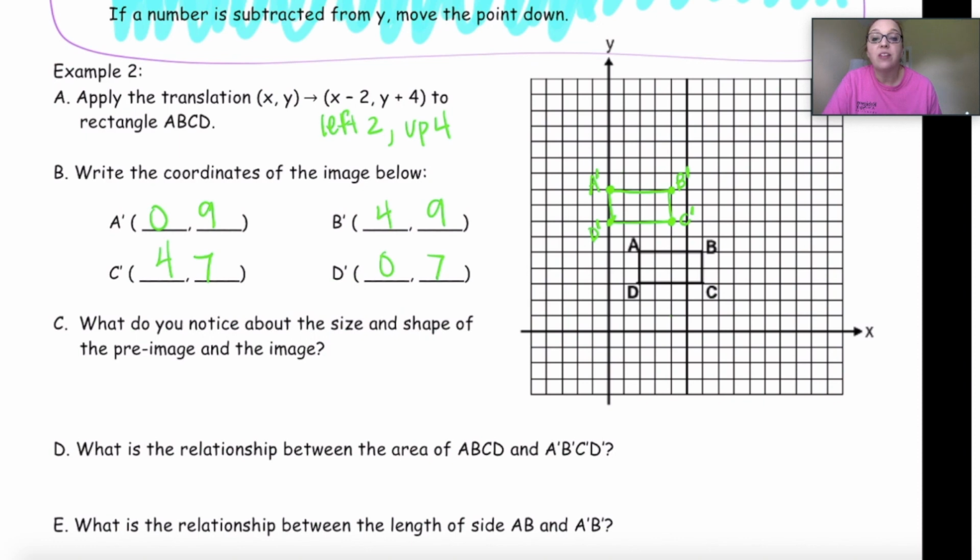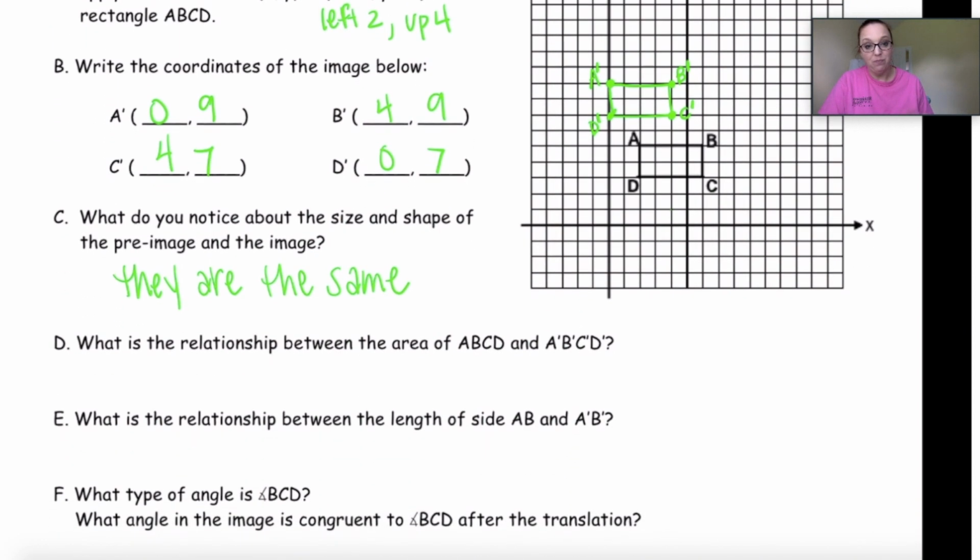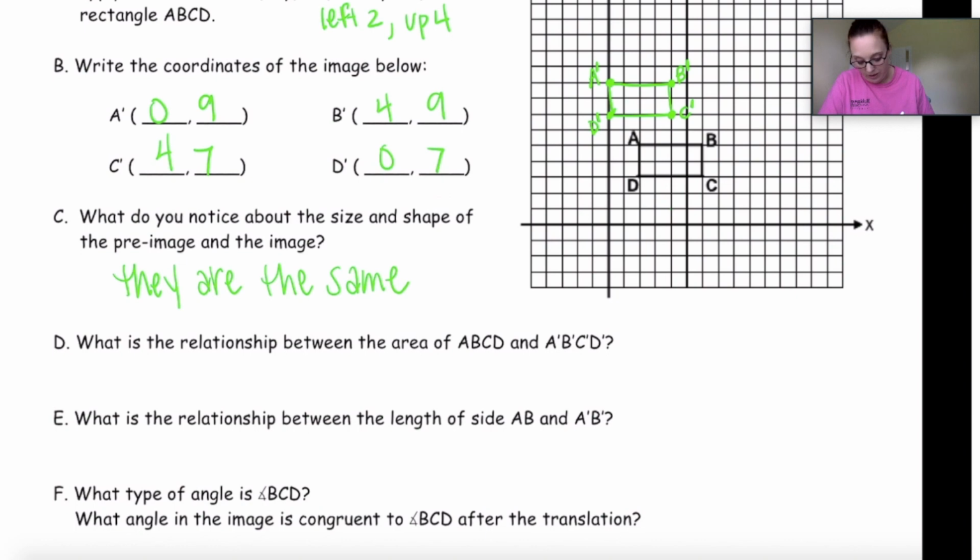What do you notice about the size and shape of the pre-image and the image? Well, the size and shape, they're the same. What is the relationship between the area of ABCD and A prime, B prime, C prime, D prime? Again, those areas are going to be the same. What's the relationship between the length of side AB and side A prime, B prime? Same again.